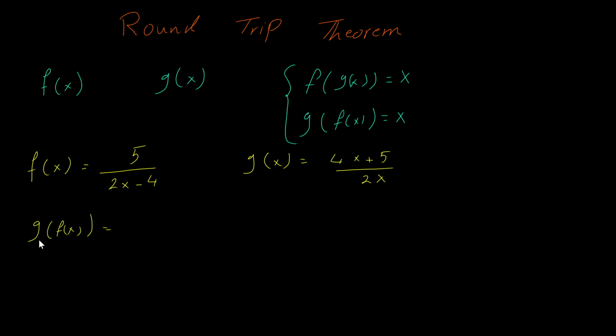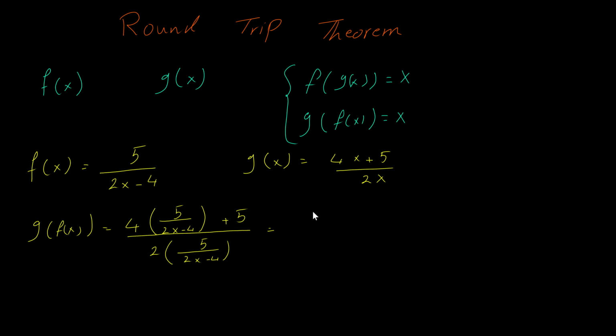So how do we do it? We write g of x and we substitute every x with the function f of x. So it's going to be 4 multiplied by 5 divided by 2x minus 4, plus 5, divided by 2x, and then we plug in that function for the x. So 5 over 2x minus 4.